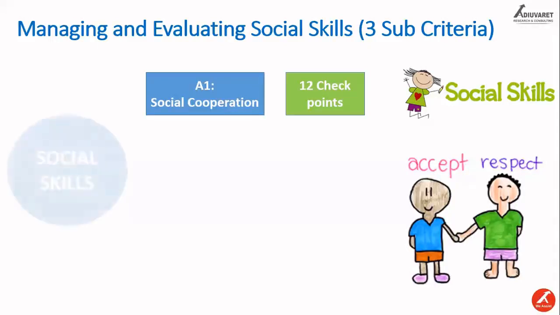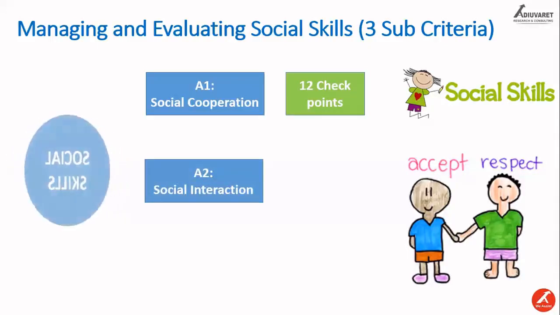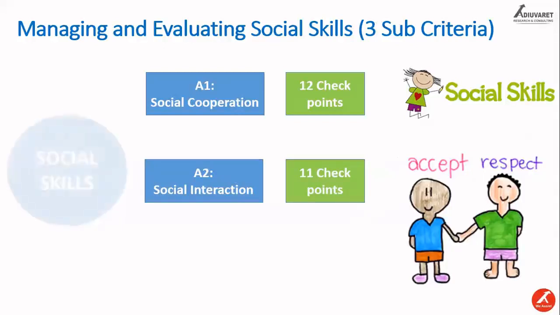Then the second sub criteria under social skill is social interaction. As we know, if the child is able to express himself or herself effectively, then social skill is bound to be better. To manage and evaluate this, we have 11 checkpoints, and we will discuss these 11 checkpoints in detail, along with strategies around them, and how in a preschool segment or at home we can develop this social interaction skill of the child through this technique.